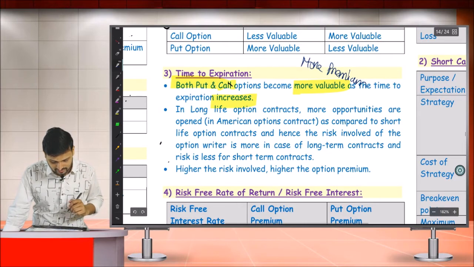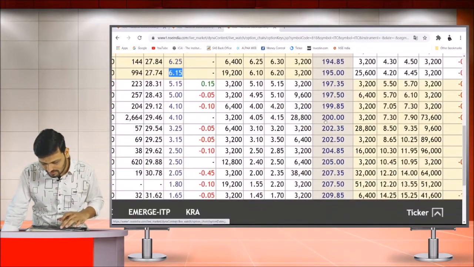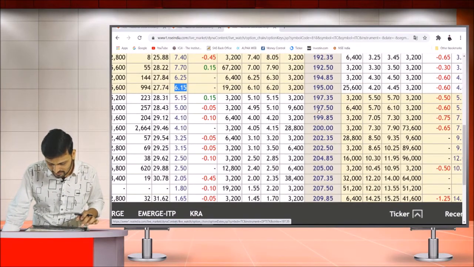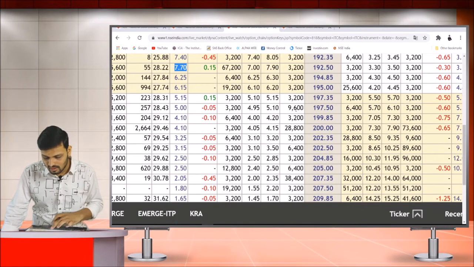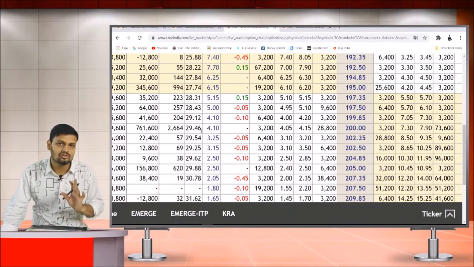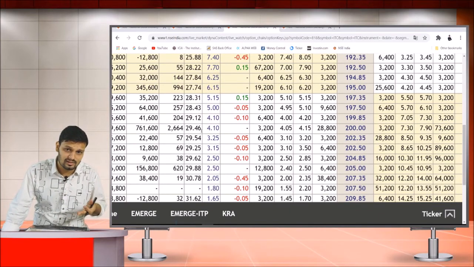Let me show this to you practically. Let me just take 200 rupees. And here also you can see, if the strike price increases, the premium decreases in call option. From 7.7, it is becoming 4.1, right? And in the put option, as you increase the strike price, the premium will also increase. From 3.55, it is increasing to 7.10 for the respective strike price. Okay, so that was regarding if the exercise price increases, premium decreases for call option, but premium increases for put option. I have explained that.